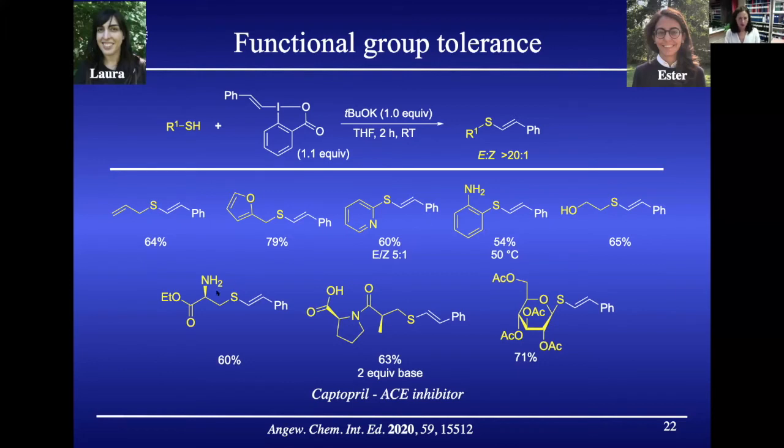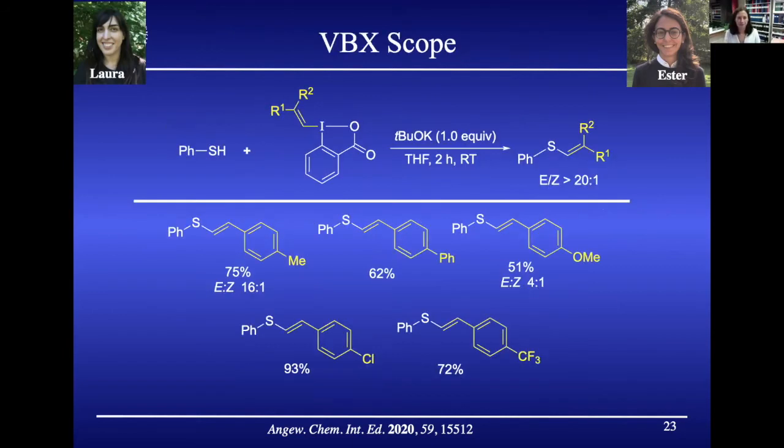And here are more complex substrates, so the cysteine ester, and also this thiol that we have vinylated is captopril, which is an ACE inhibitor. So we thought it'd be of interest to see if we could derivatize that in the presence of a free carboxylic acid, and that worked out. And we could also vinylate this carbohydrate substrate.